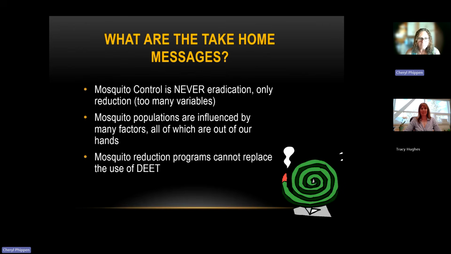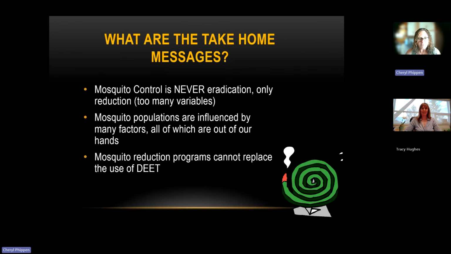So what are the take-home messages? Mosquito control can never be eradication. It's only reduction. We have too many variables. And even if everything came together and we had a perfect treatment, we're still going to have millions of mosquitoes that are going to emerge. Mosquito populations obviously are influenced by many factors, most of which are completely out of our control.